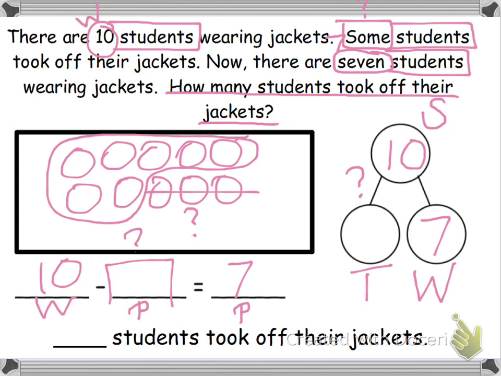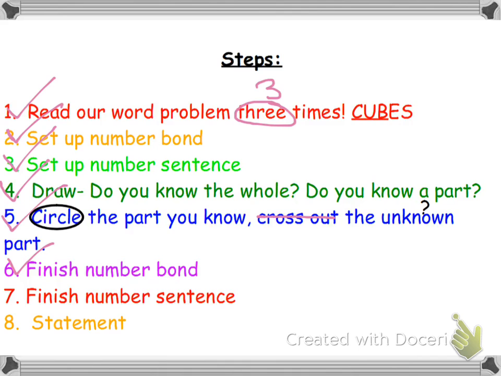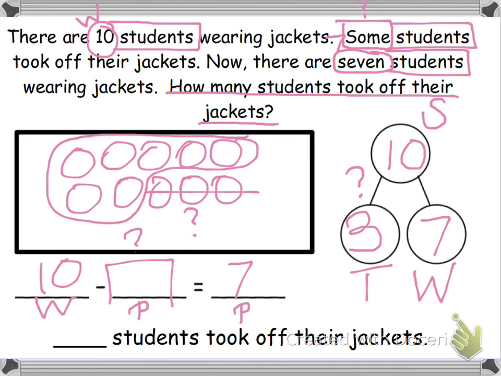Now let's finish the number bond. There's 1, 2, 3 that we crossed out. So that means there were 3 students that took off their jackets. So now we finished our number bond. Now let's finish our number sentence. 10 minus how many took off their jacket? Oh, that's right, 3 equals 7.